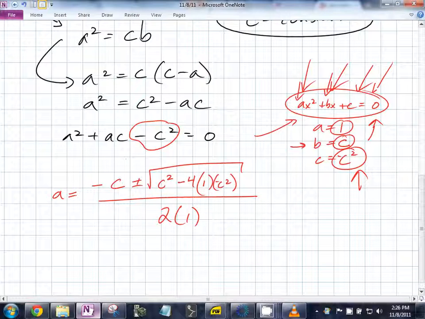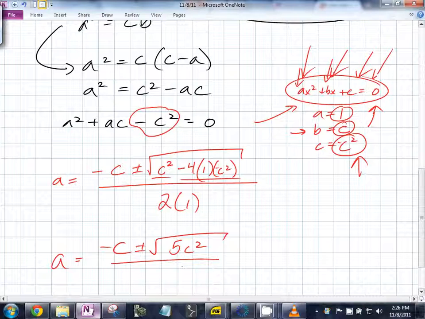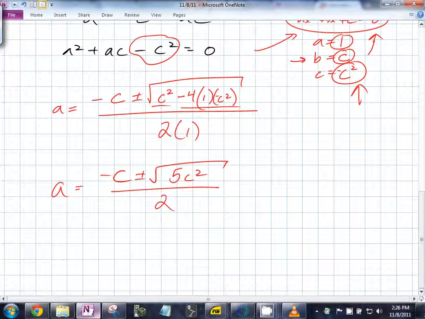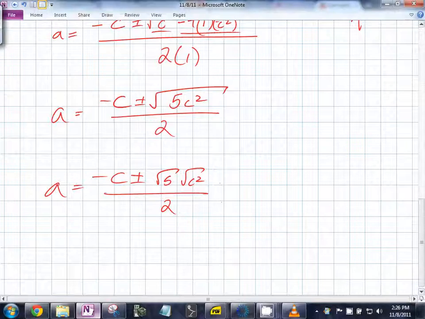A is equal to negative c plus or minus... What goes under here? 5c squared, because it's one of them and you're adding 4 of them, all over what? 2. So a is going to be equal to negative c plus or minus the square root of 5 times the square root of c squared, all over 2. What's the square root of c squared? Negative c plus or minus c root 5 all over 2.